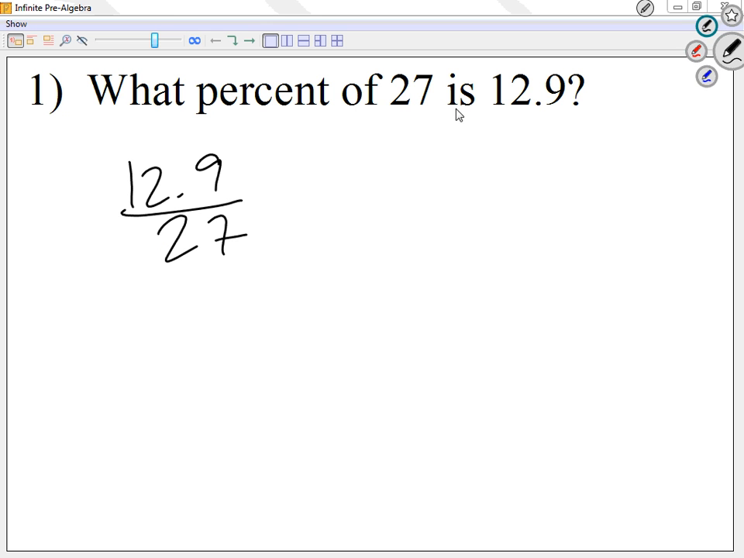You notice how is 12.9, right? That's the number next to the is. And then the of is 27. So I'm going is over of. So 12.9. For that one, I'm going to use a calculator. Let's see. 12.9 divided by 27. Let me just write the first four decimal numbers that I see. I have 0.4777.